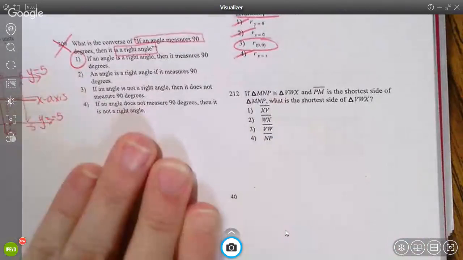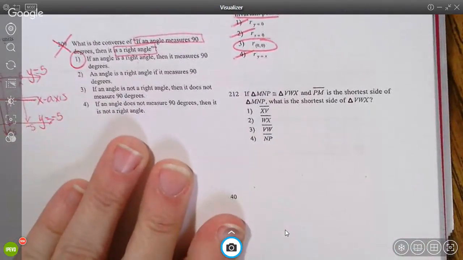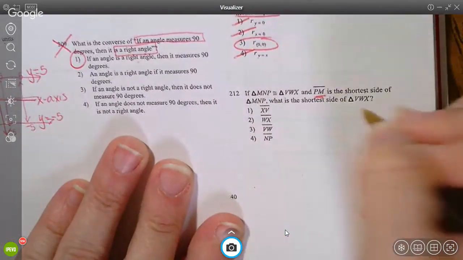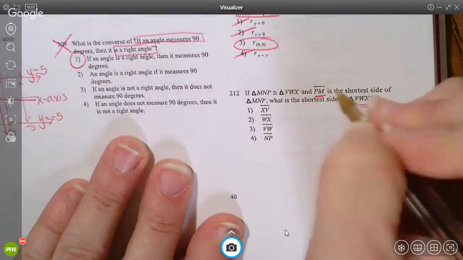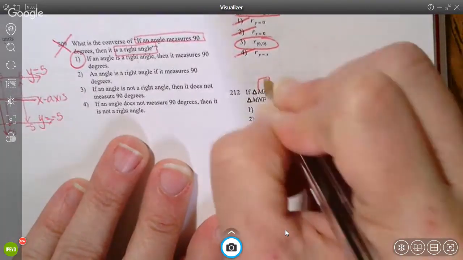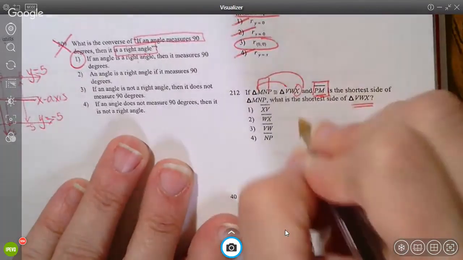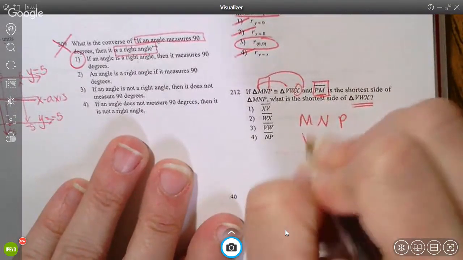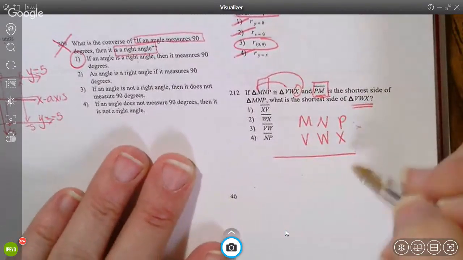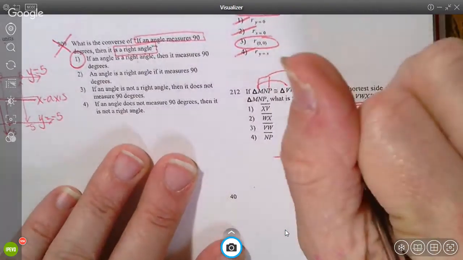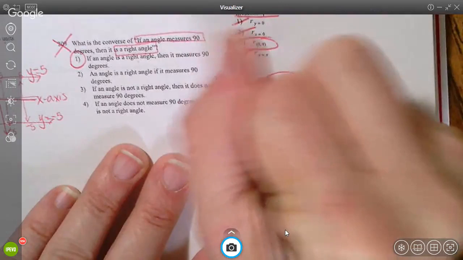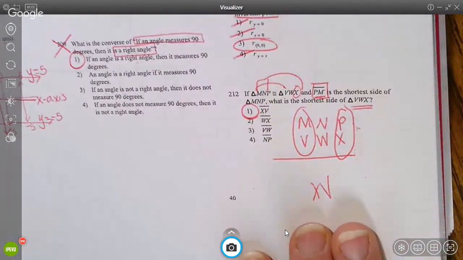212. If triangle MNP is congruent to VWX and PM is the shortest side, what's the shortest side here? Well, it tells us PM. P matches to X, and M matches to V. In one of the after school reviews, I showed you this trick, or no, it was the boot camp. Sometimes I like to write the letters right on top of each other so I can see how they match. So I know my P has to go with X, my M goes with V. So my answer is XV. So sometimes that helps with congruence.